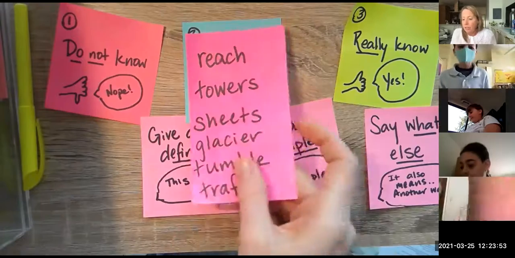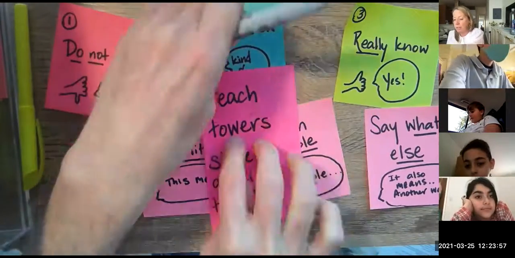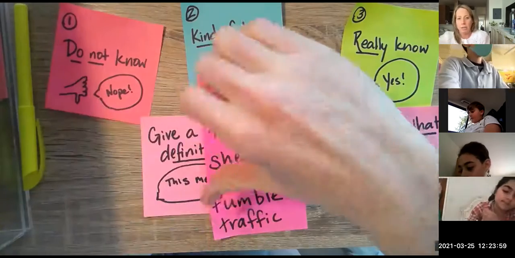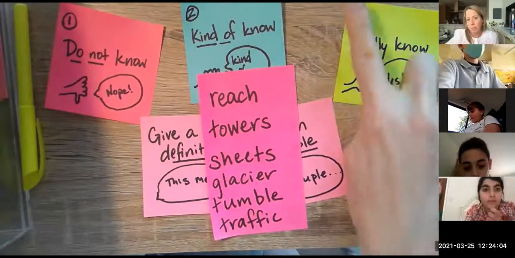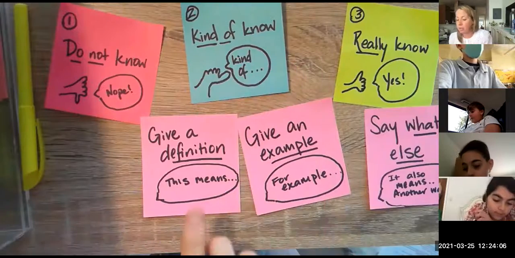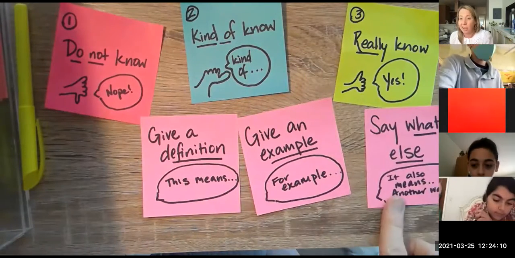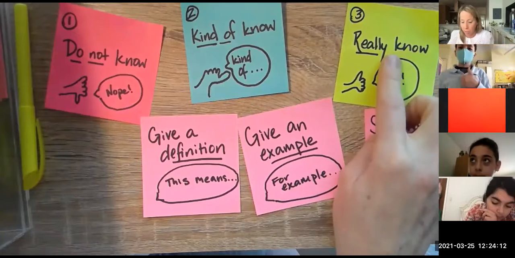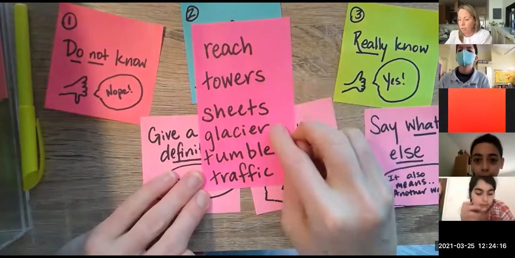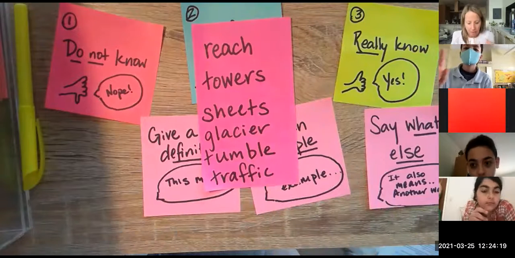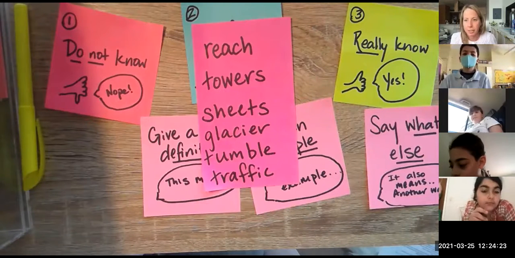Okay, now next to each word, you have to put a 1, 2, or 3. Is it a 1 word, an I don't know word? Is it a 2 word, I kind of know word? Or is it a 3 word, I really know it? And remember, a 2 means you can give the definition and an example. A 3 means you can say more than one definition, more than one example. So right now with your list, a 1, 2, or a 3. Okay, go ahead and write that down really quickly. Doesn't have to be all that quickly. Did you guys all get that?